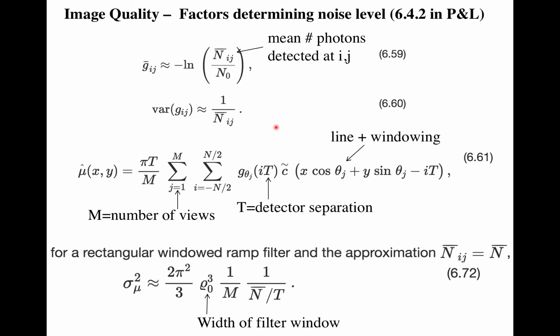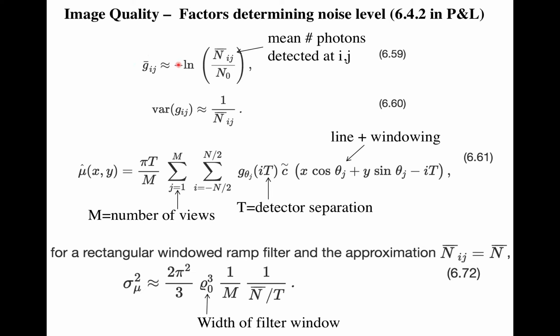So we can write down, this is out of Prince and Links, and you can read this whole sequence in the book, starting I guess around here about equation 6.59. So the mean of our projections, the g sub theta, we quantify them with g_ij here.